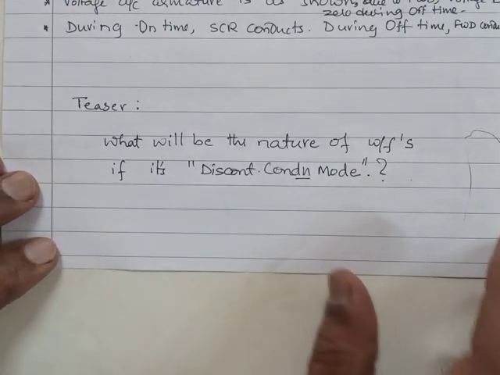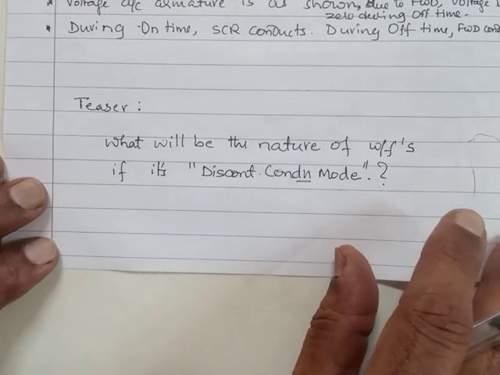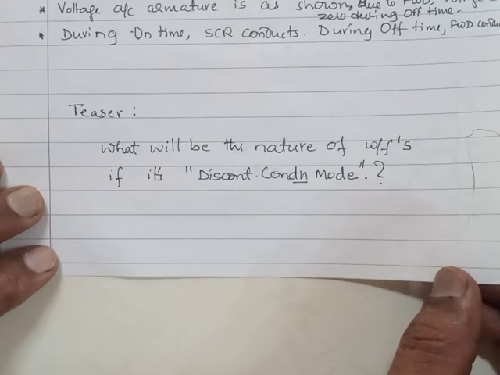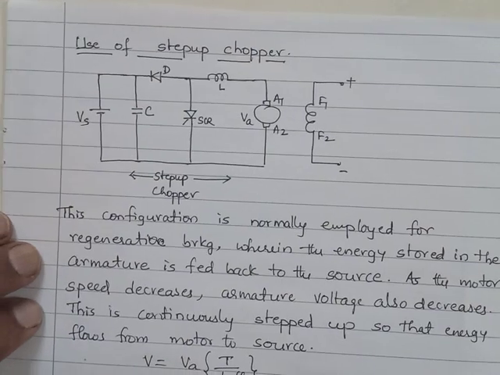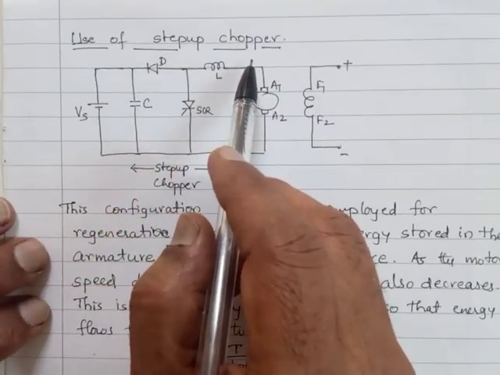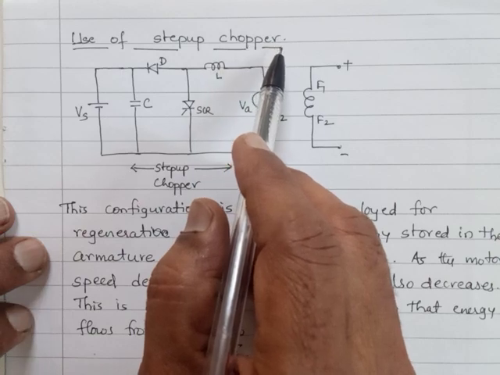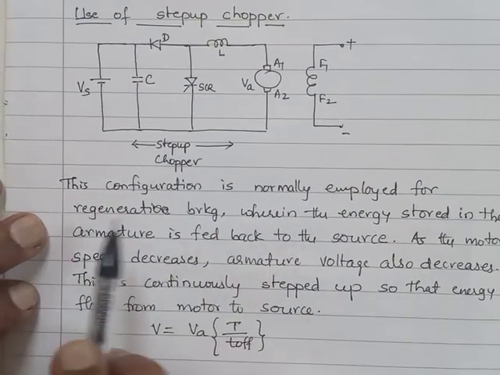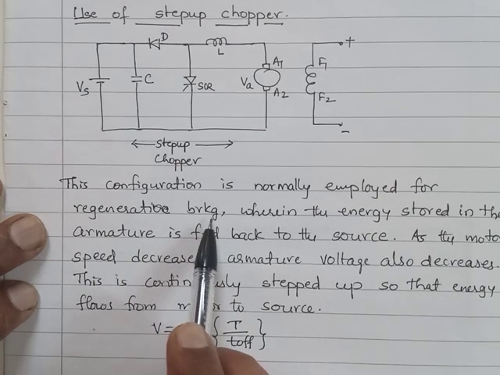Good. So that's as much as the chopper is concerned, wherein the chopper was assumed to be step down. Now we made a mention that the chopper can be step down or step up. The use of step up chopper we find in the case of DC machine, DC motor, and typically this is employed for regenerative braking.